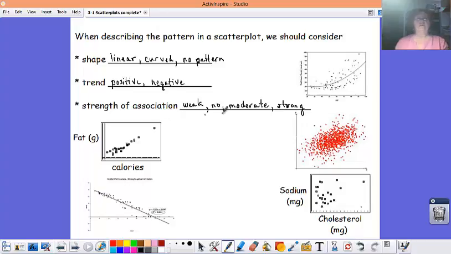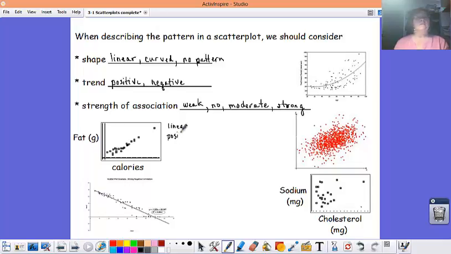I'd like to have you describe this one, or help me to. As you think about the shape, I would ask you to think, would a line fit here, a curve, or is there really no pattern? And I'm betting that most of us would agree that this is fairly linear. It's not perfect. Nobody said it had to be. Okay? The trend here, well, you can see that as the number of calories go up, so do the number of fat. That is, it's increasing in a positive direction. Or if you were to think about a line there, that line would have a positive slope.